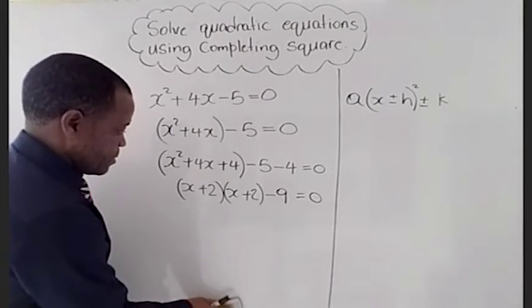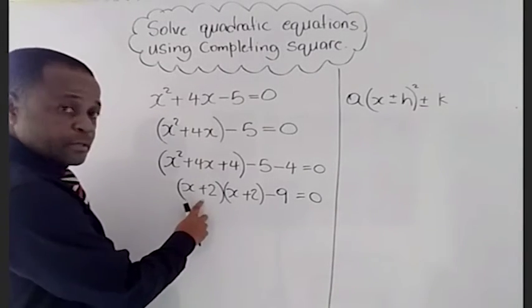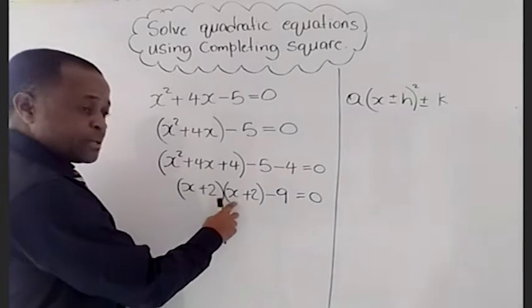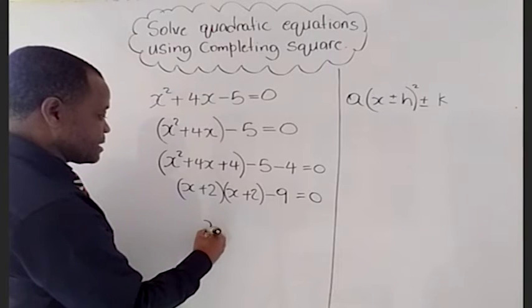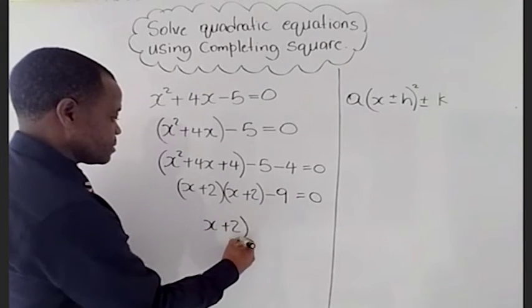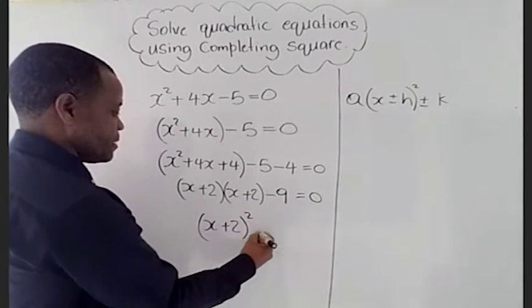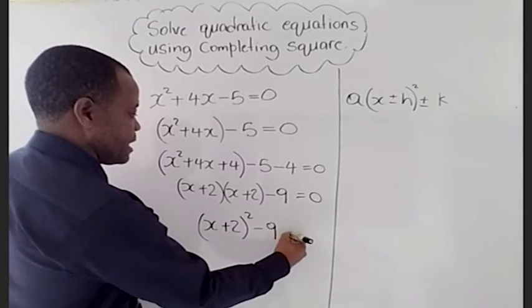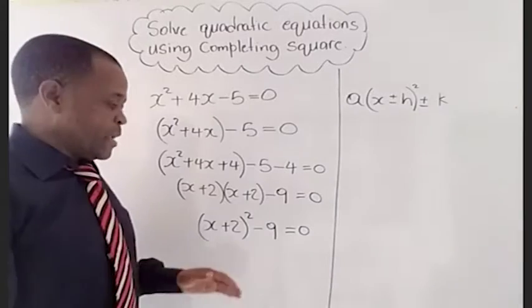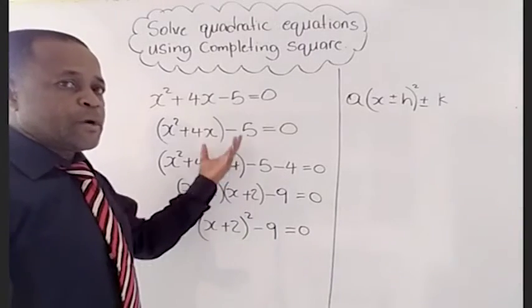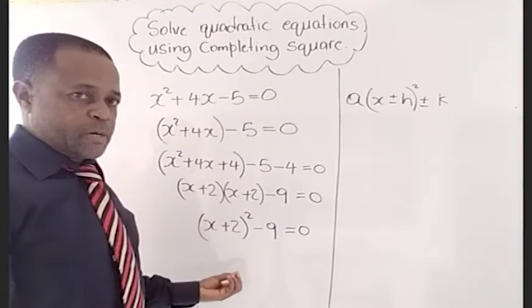Now, remember here that since we have the same thing in both brackets, we can now write it as x plus 2 all squared minus 9. And that would now equal 0. So notice we end up with the same thing, but we're now doing it the algebraic way.